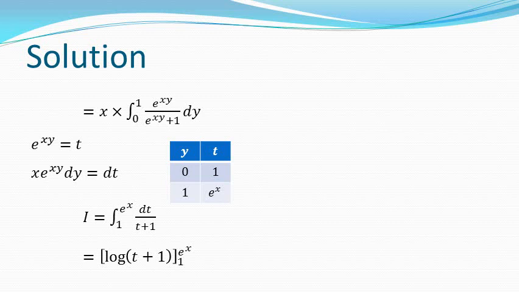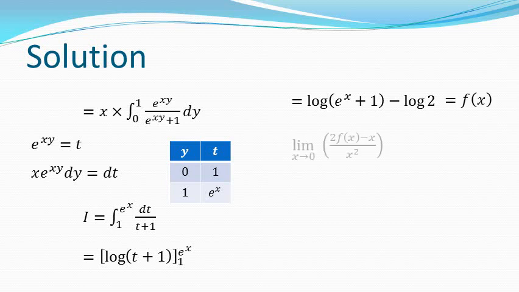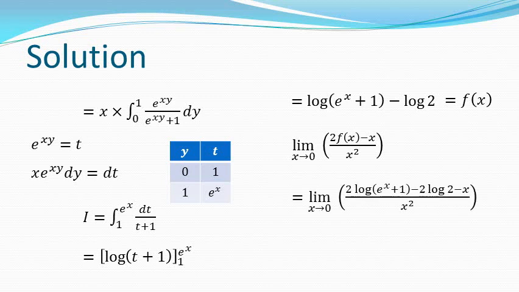The integral is log of (t plus 1), the lower limit is 1 and the upper limit is e to the power x. So we simplify it to write it down in this form, and this is our function f of x. Therefore the limit that we are looking for can be written down now, and plugging in for f of x, we find that this is the limit that we have to evaluate.